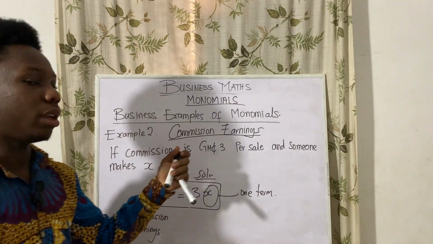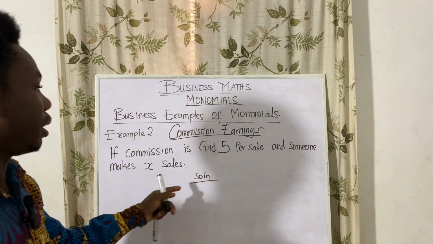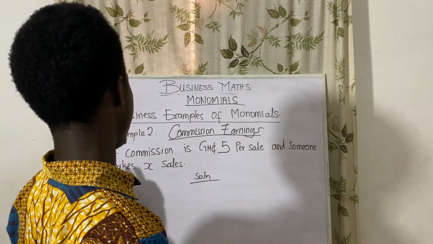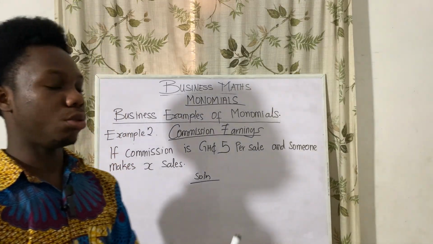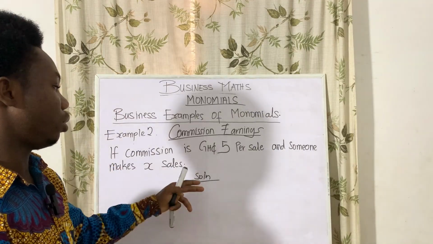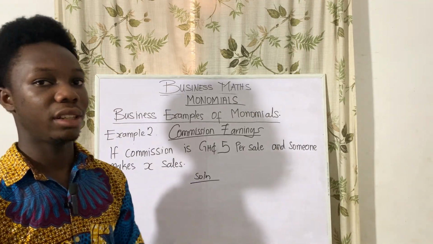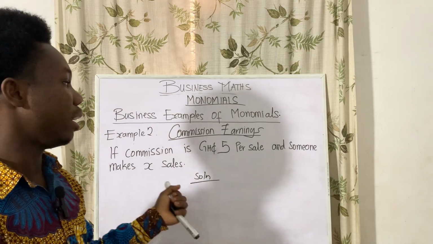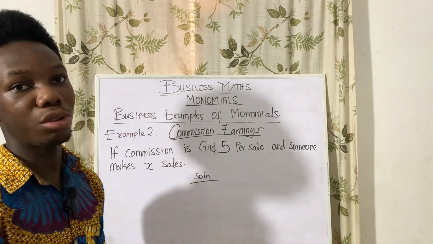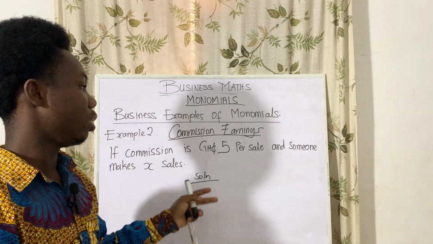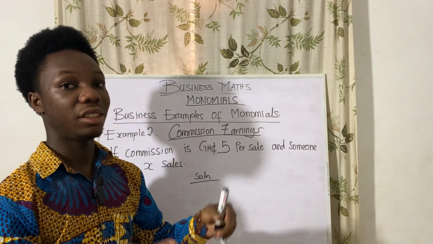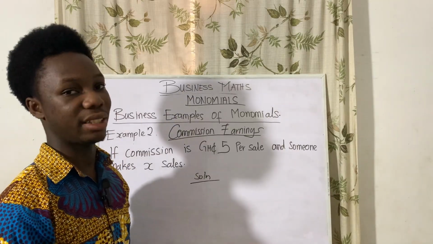Now let's move to the next idea. If commission is 5 Ghana cedis per sale and someone makes X sales, I leave this to you. Solve this and drop it in the comment section. Let me look at it, whether indeed you've really learned something. I'm not going to solve this though. So please, if you are watching this video, kindly solve the question. Just drop your answer in the comment section.